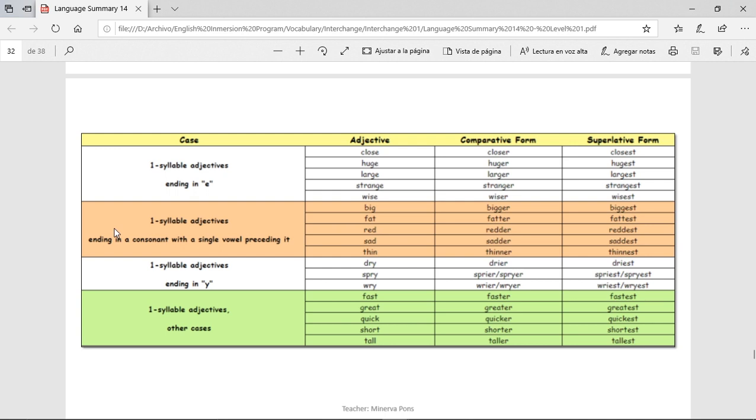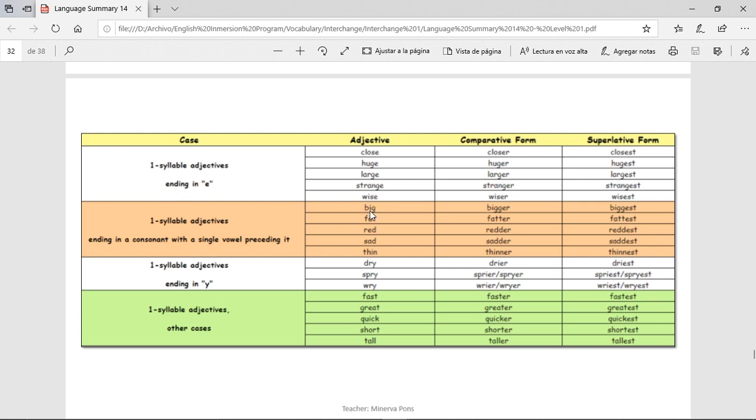It's just one syllable. With one syllable adjectives ending in a consonant with a single vowel preceding it, we do it like this. We put another consonant and then ER or EST, okay? So if you notice this, here it's ending in a consonant and before that letter there is a vowel, okay?